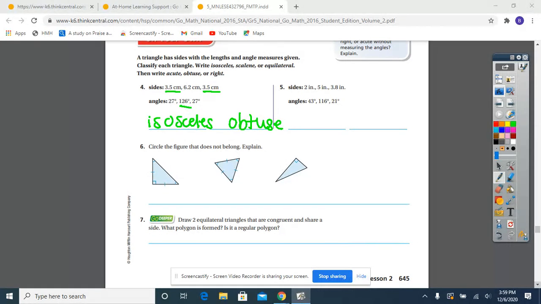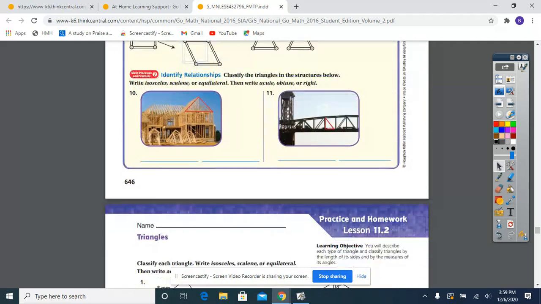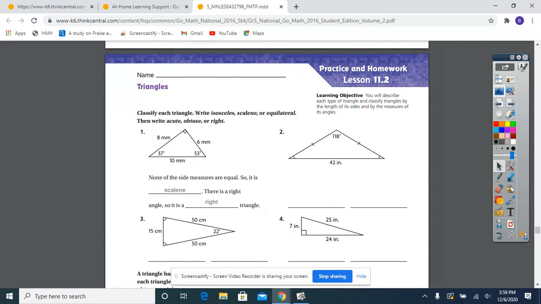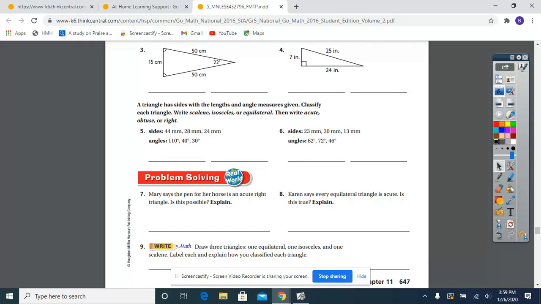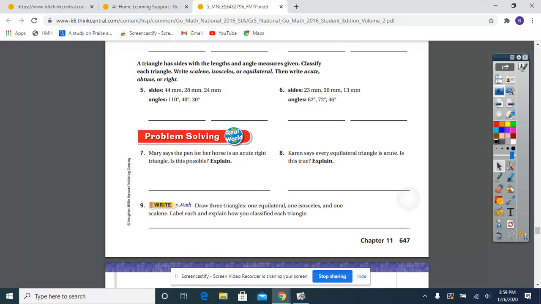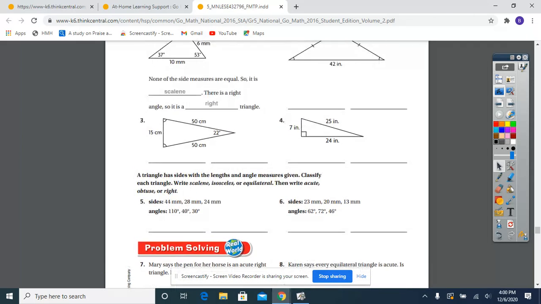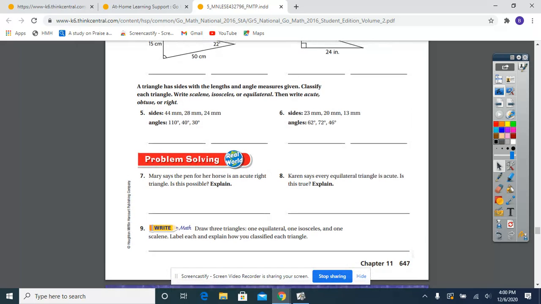Okay? So the page that you are completing for your assignment is right here. So the directions are the exact same. You're doing the same types of questions, and then they are going to ask you a couple of word problems on 7 and 8. Okay, so not too terrible. It's just 2 through 8, so no big deal.